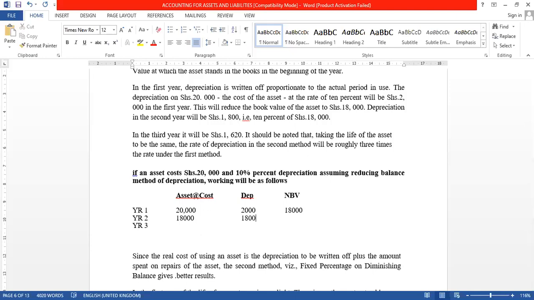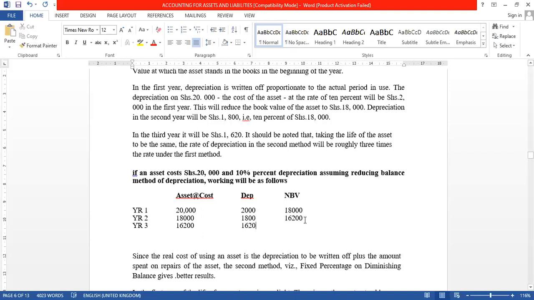1,800, right? And therefore, the new book value will be 18,000 minus 1,800, which should be 16,200 if I am not wrong, right? That 16,200 becomes our beginning value for the third year. And the depreciation for that year is 10% of that. Someone give us very fast. I want to see whether you're following. Good, very good, Malanga. 1,620.